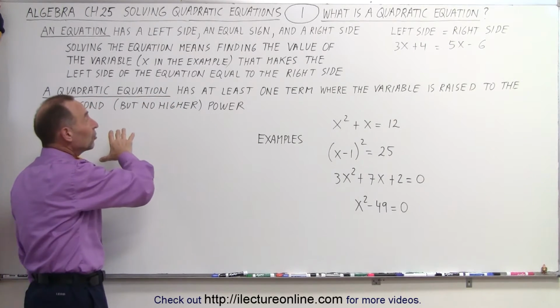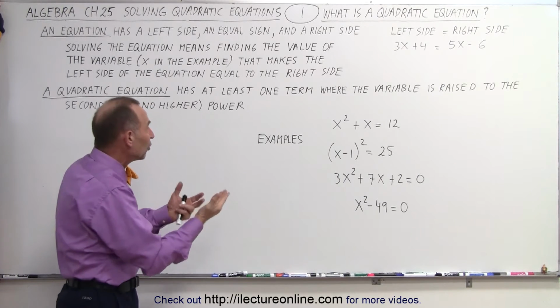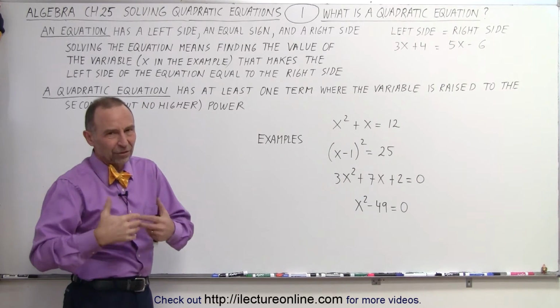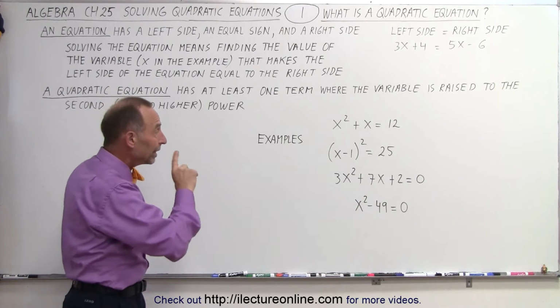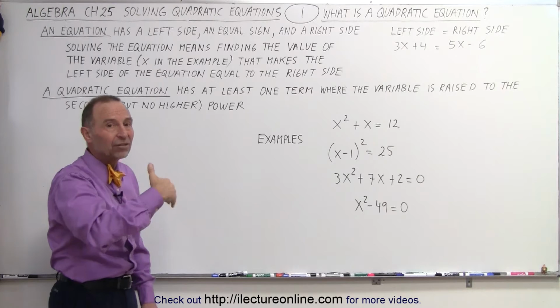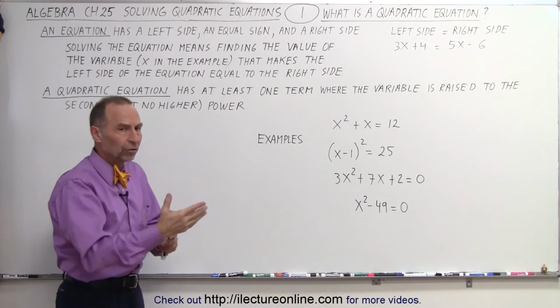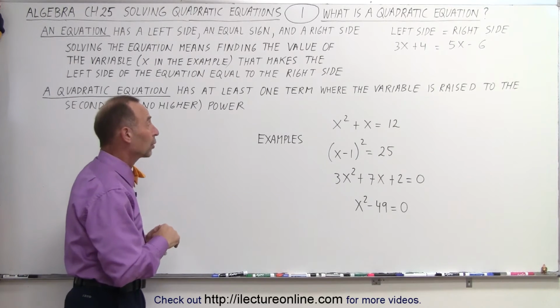A quadratic equation has at least one term where the variable is raised to the second power. We say that the variable is squared on at least one term and not to any higher power, so that the limit is x squared, or whatever the variable happens to be, and not x to the third or x to the fourth, or it's no longer a quadratic equation.